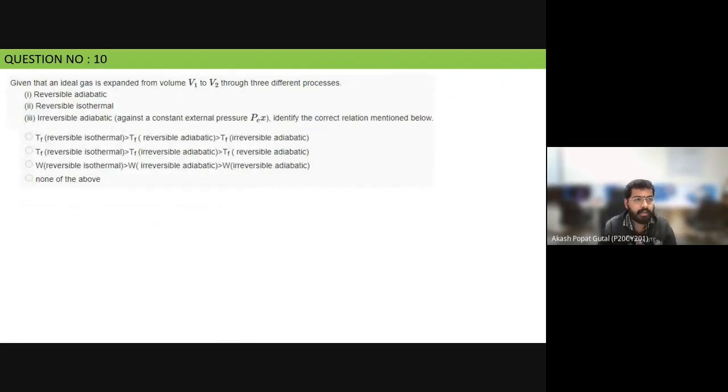Next question is, given that an ideal gas is expanded from volume V1 to V2 through three different processes: reversible adiabatic, reversible isothermal, irreversible adiabatic against a constant external pressure P external, identify the correct relation mentioned below. So the relations are given about the final temperature. We need to comment about the final temperature. Just take 2-3 minutes to solve.